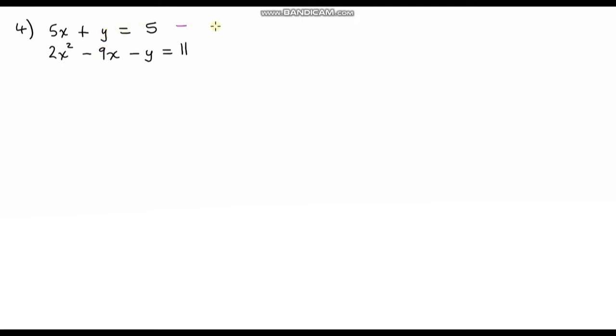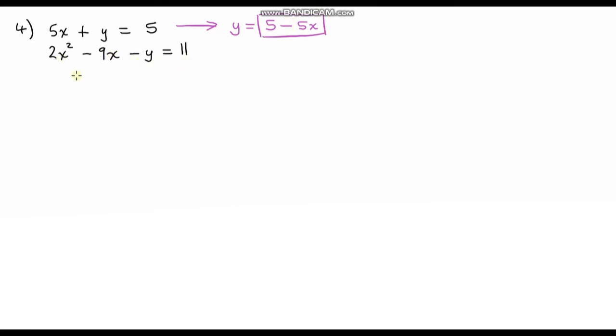So if we just rearrange this top equation to make y the subject, we can get rid of this 5x by subtracting 5x from both sides. So we'll be left with y is equal to 5 minus 5x. And now we have an expression for y. We can substitute this into our quadratic equation.